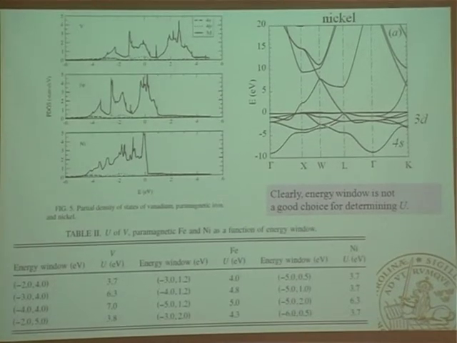So this is another example, nickel. So you can see more explicitly the difference between the, so this is the 3D and you have the 4s band. And you can see very clearly that we have a hybridization. So again, we have difficulties in deciding what is the D subspace in this case. And again, you get quite large variations depending on the choice of the energy window.